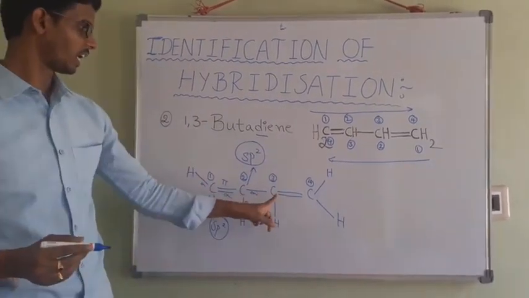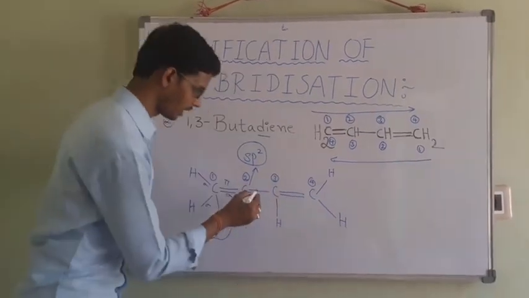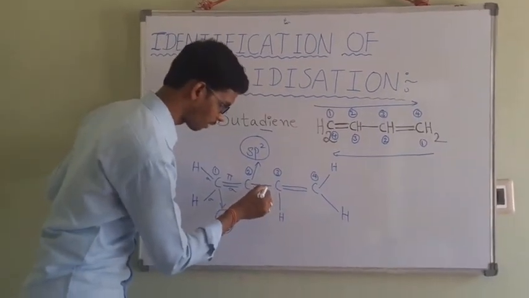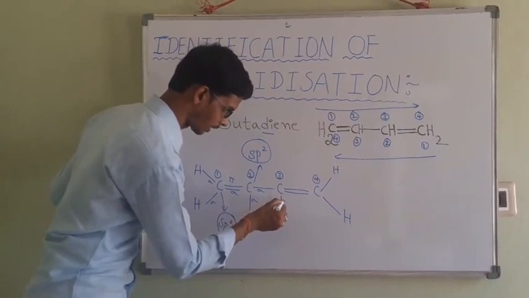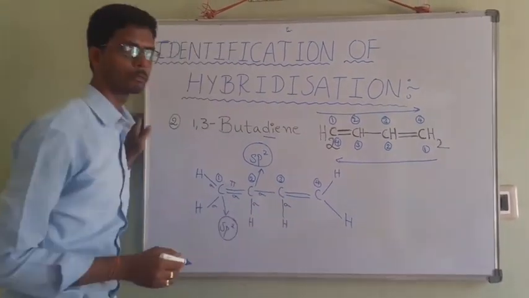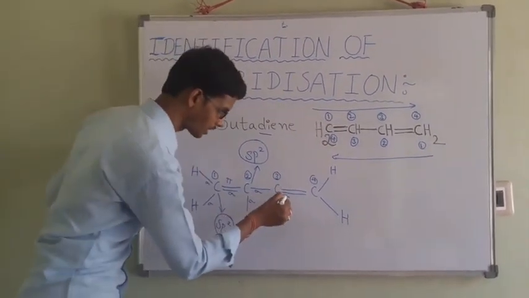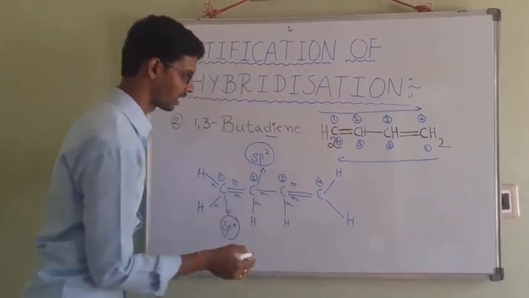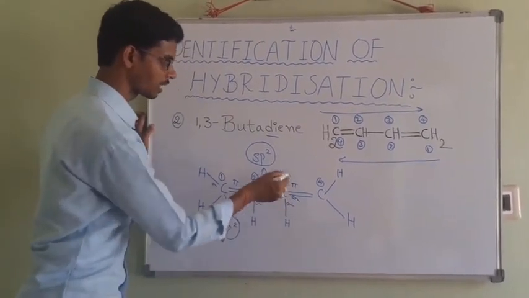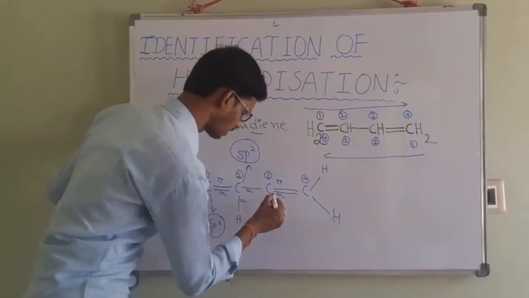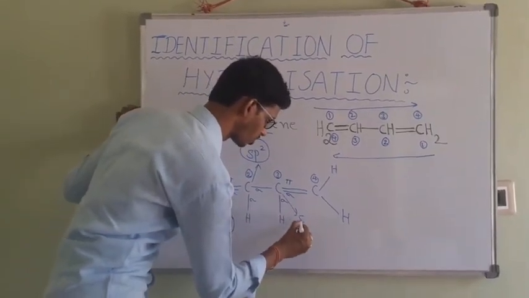Next, let us see the third carbon. On the third carbon, the left side has 1 sigma bond, the bottom side a sigma bond. Here on the right side a double bond is present. In this double bond there is 1 sigma and 1 pi bond. Here also there are 3 sigma bonds and 1 pi bond. That's why it also belongs to sp2 hybridization.